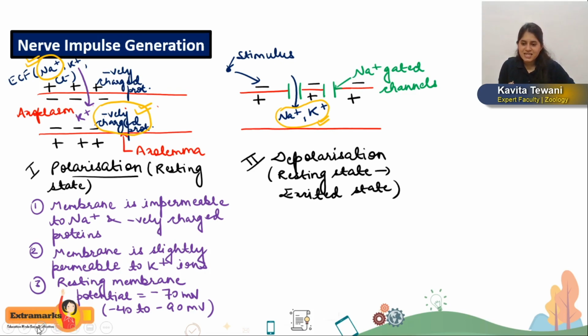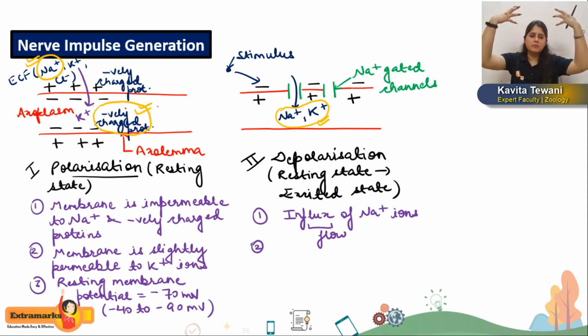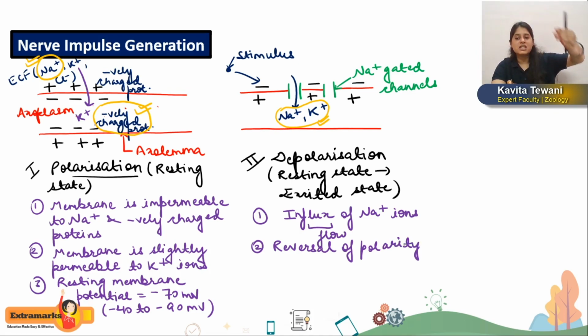So now the very first step which has occurred over here is called as influx, means inflow. Whenever you see this term flux, it means flow. Influx of Na plus ions. Okay, inflow. A lot of Na plus ions have entered into it. And here we have also seen one more thing: reversal of polarity. Reversal of polarity means earlier there were positive charges outside and negative charges inside, and now it is just opposite. Means negative charges outside and inside positive charges.